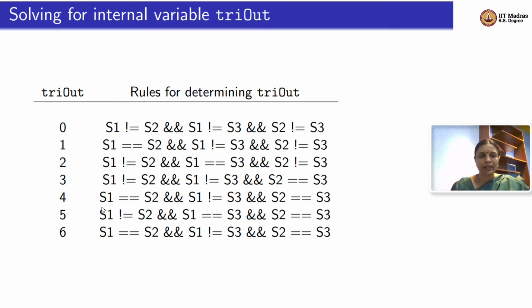All combinations like that. For 4, 5 and 6, 2 of them should be equal, 1 should not be equal. 2 of the 3 sides should be equal, one side should be unequal. So these are the rules that let tryout take values 0, 1, 2, 3 and so on up to 6.